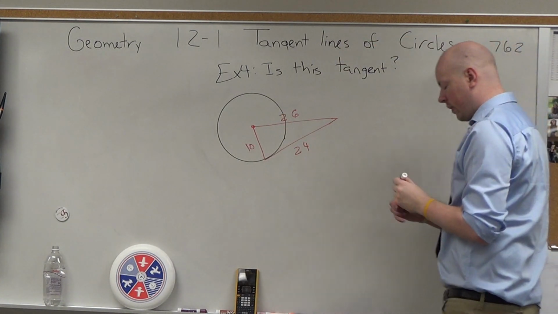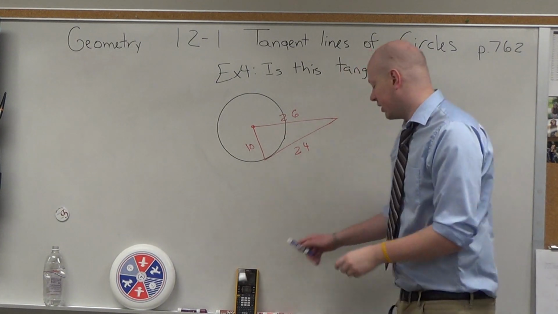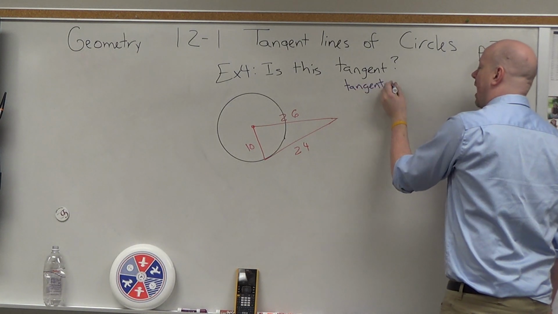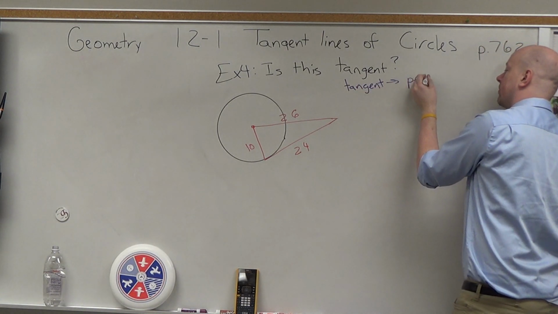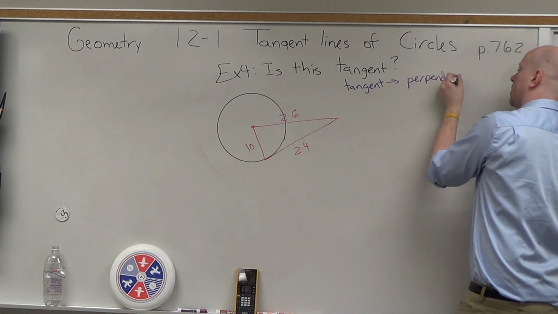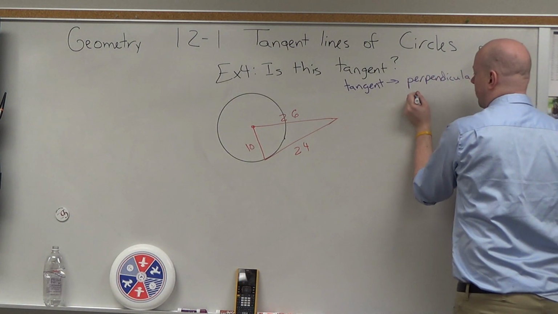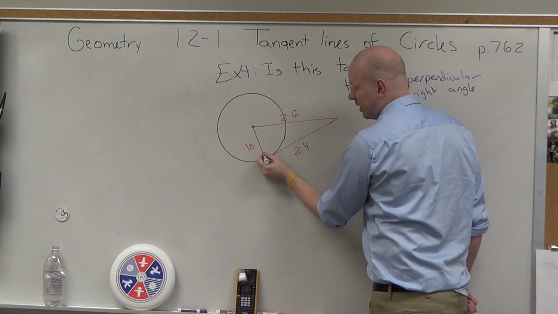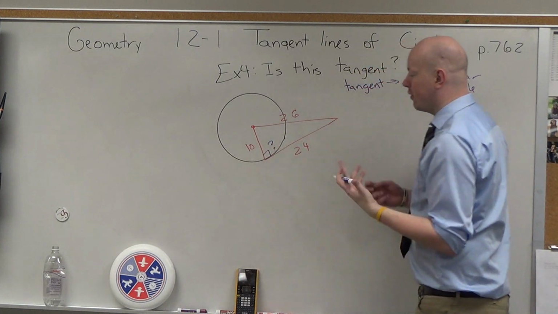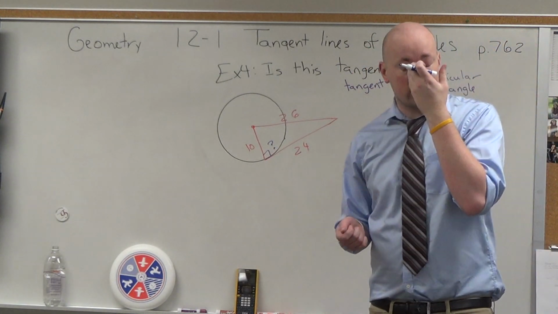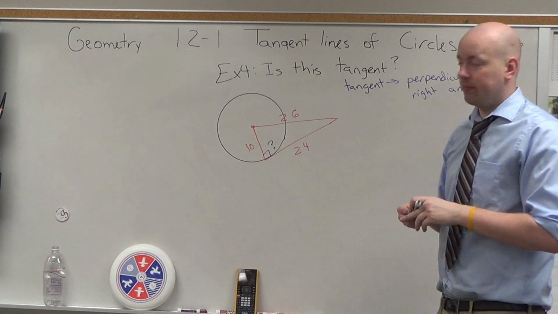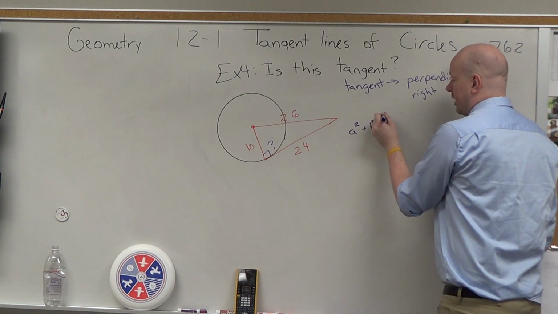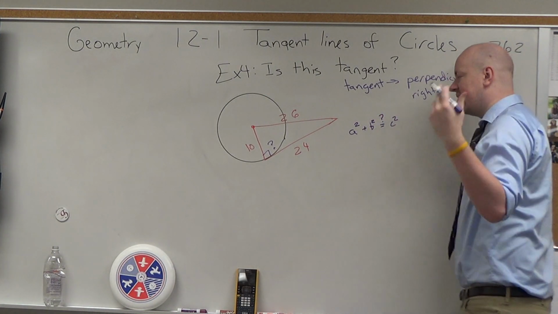Is this tangent? Well, again, to be tangent, tangent has to be perpendicular. And remember, perpendicular just means I have a right angle. If this was tangent, it would be a right triangle, so I can still use the idea of the Pythagorean theorem. So, if a squared plus b squared, does it equal c squared? Well, if it does, then it's a right triangle.